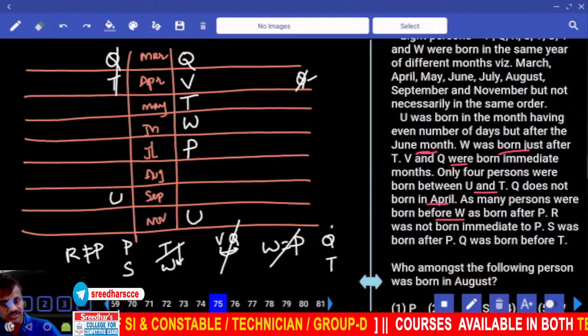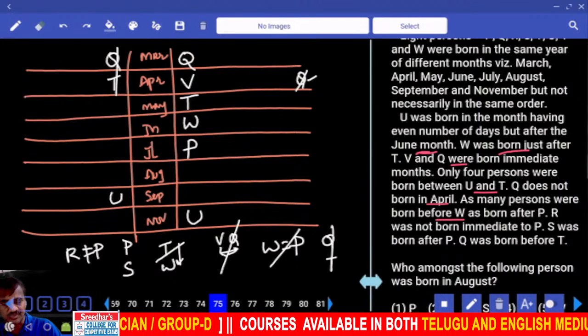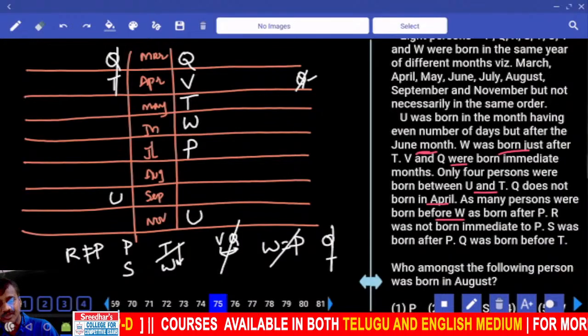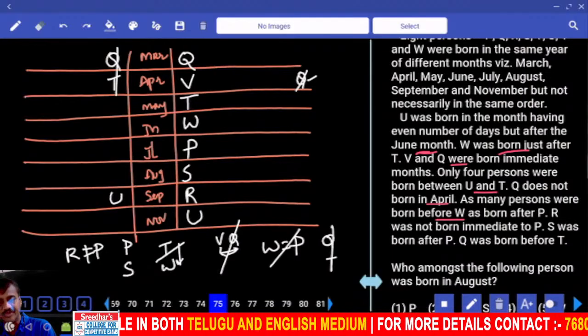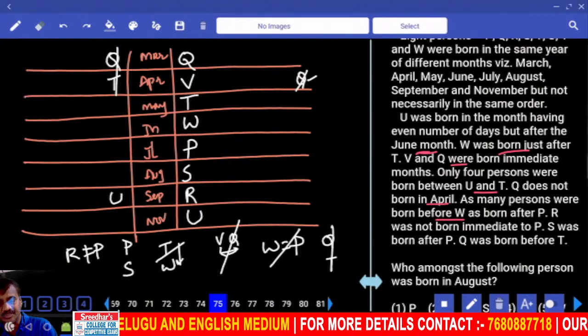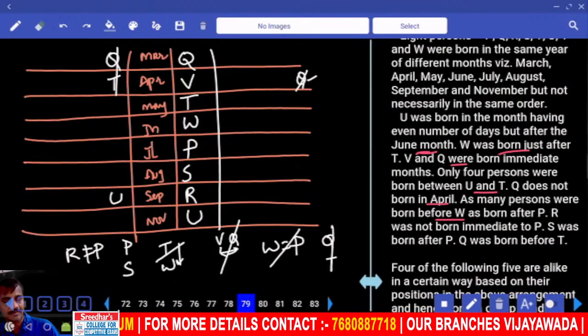And Q is before this T, done. P is before this S, that is fine. Clear? R and P are not adjacent, R is here, S will be here. Then finally remember QVT, WP, SRU. Now this is from question number 75 to 79.